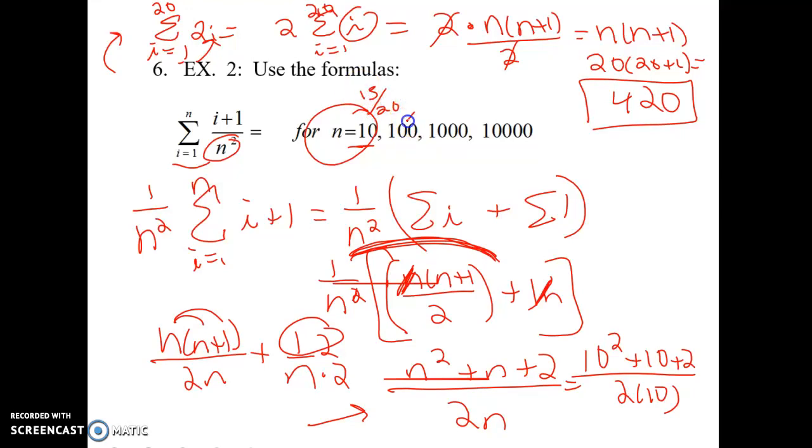You can do the same thing for plugging in 100, and we're going to get an answer of 103 over 200. You can then plug in 1,000, and we'll get 1,003 over 2,000. And then try plugging in 10,000. What do you think you'll get? You can probably even see a pattern at this point. We'll get 10,003 over 20,000.